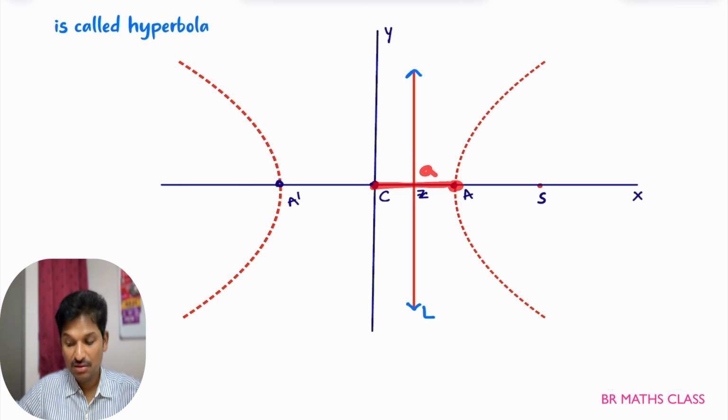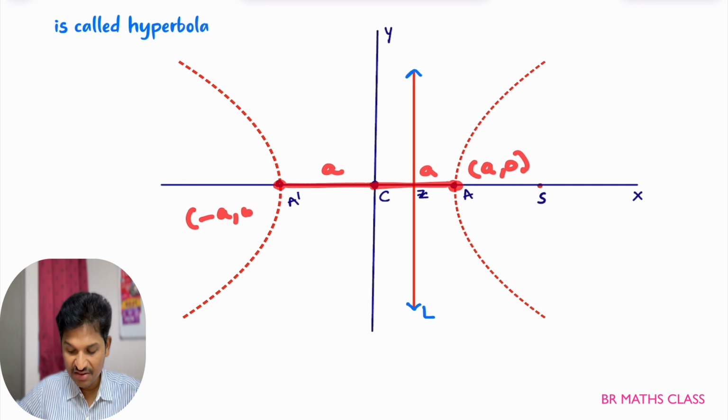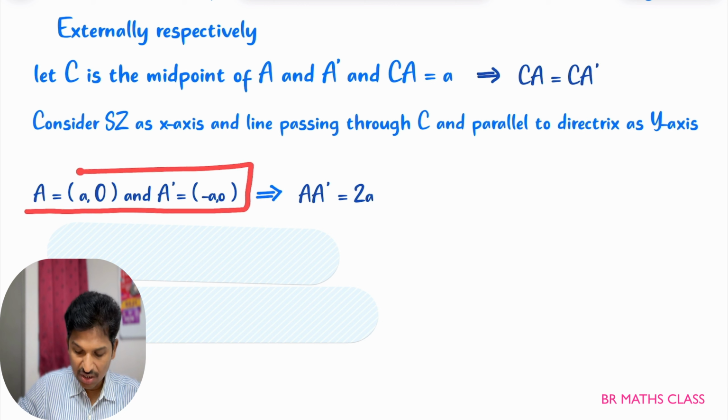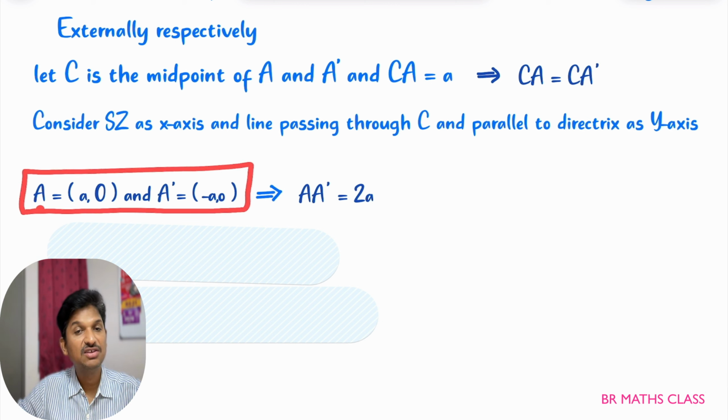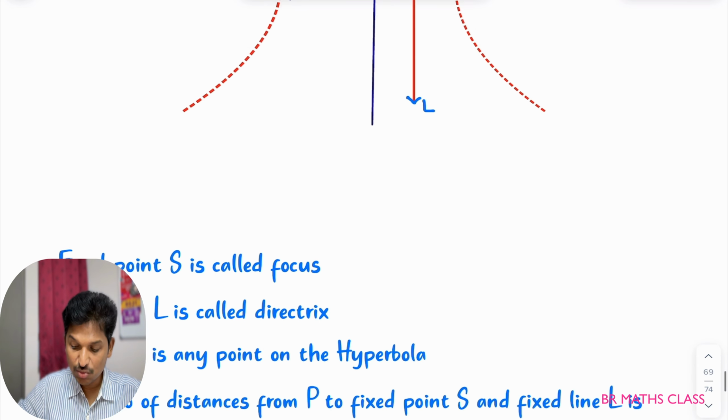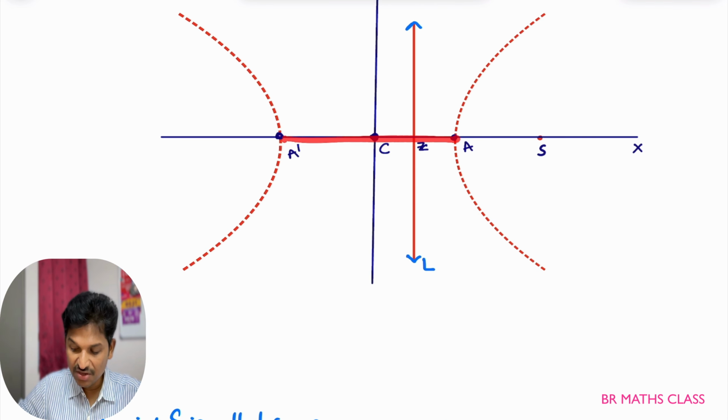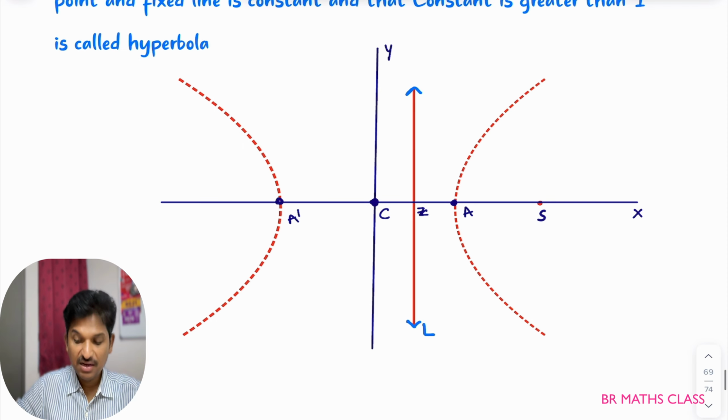As we have taken CA as a, what is the vertex A? This A is (a, 0), right? And what about A dash? This length is also a, but this A dash is on the left side of the origin. This A dash is (-a, 0). So as we consider them as coordinate axes, A is (a, 0), A dash is (-a, 0), and the distance between them, AA dash, is 2a.